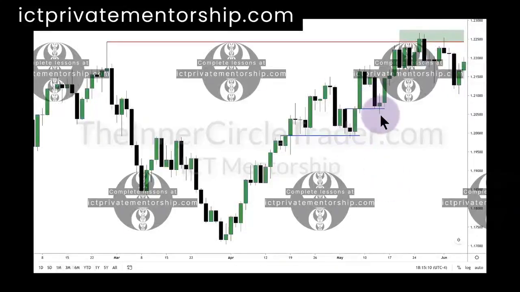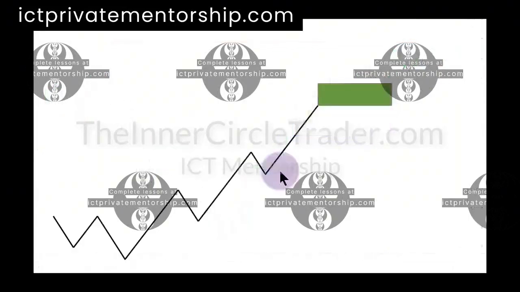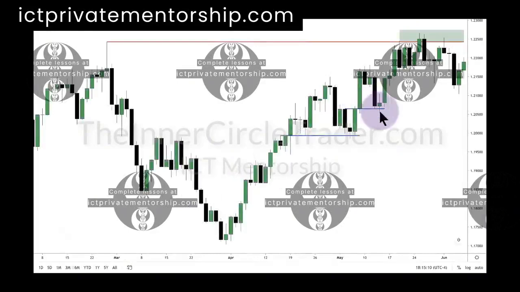But if you look at what this is here, this is the first accumulation. This is the second accumulation. First accumulation, second accumulation, runs the target. Second accumulation, runs the target. That's the algorithm. That's how I see.